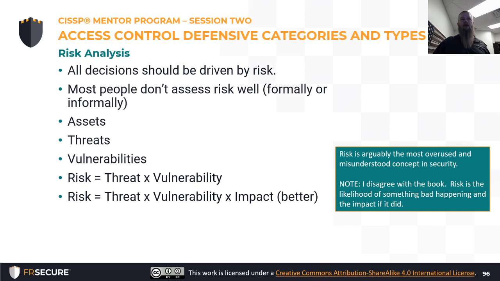Risk is just overused all the time in our industry. Essentially, it's the likelihood of something bad happening and the impact if it did, and whatever quantification you use for it. If you apply it consistently, and it's objective, meaning it doesn't change, that's your quantitative risk analysis.